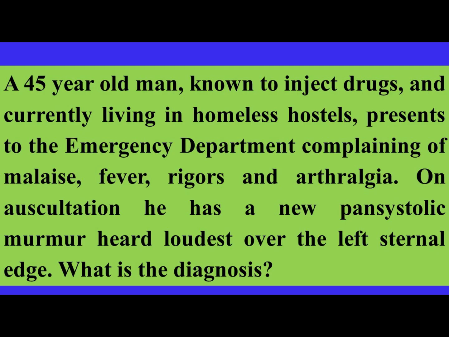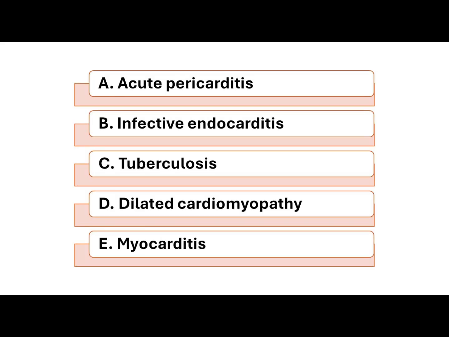What is the diagnosis? Options are A. Acute pericarditis, B. Infective endocarditis, C. Tuberculosis, D. Dilated cardiomyopathy, E. Myocarditis. Pause the video and answer. Answer is B. Infective endocarditis.